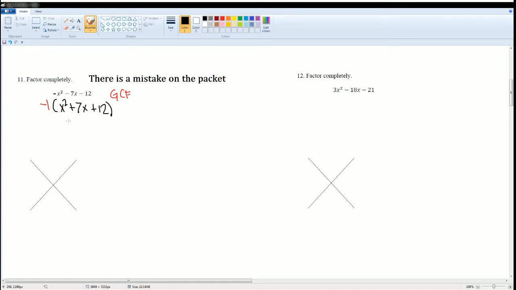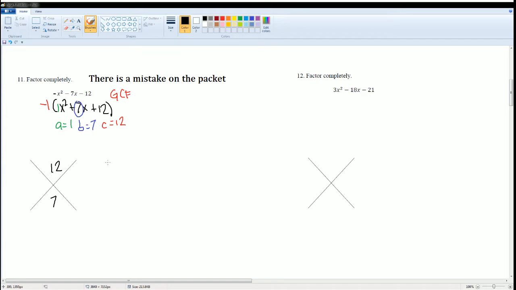All right, so let's do this. What is your A? Your A is 1. Your B is 7. And your C is 12. So on top, 1 times 12, which is 12. The bottom is just B, which is 7.